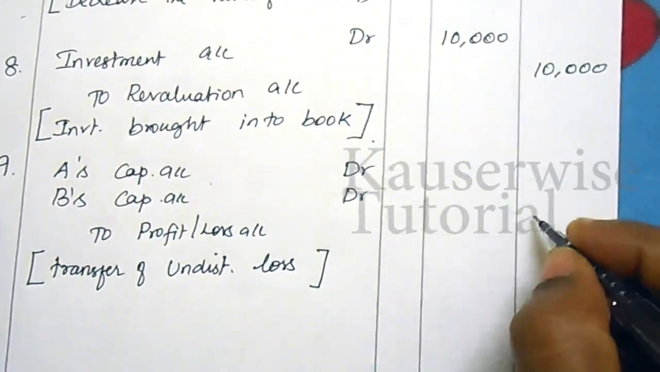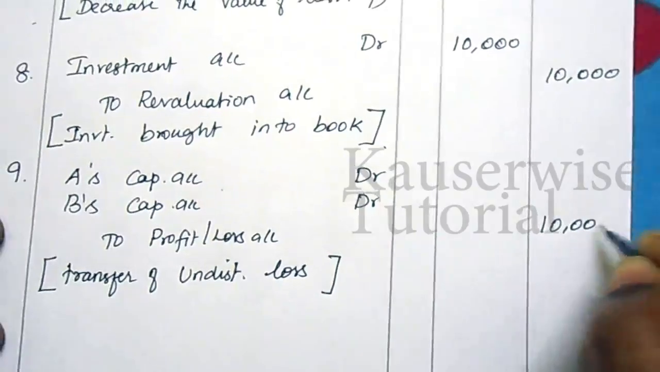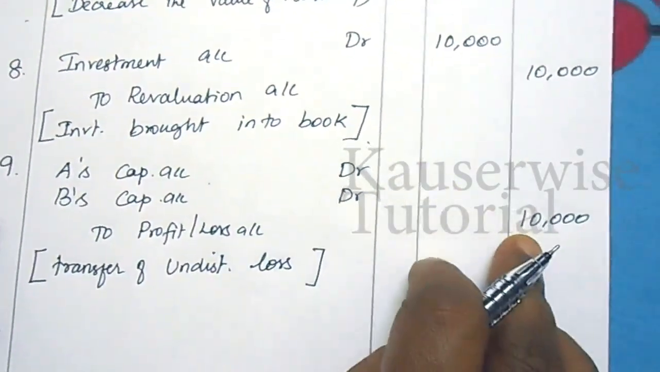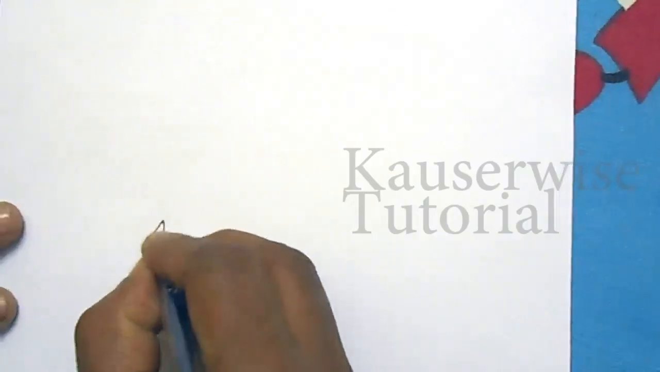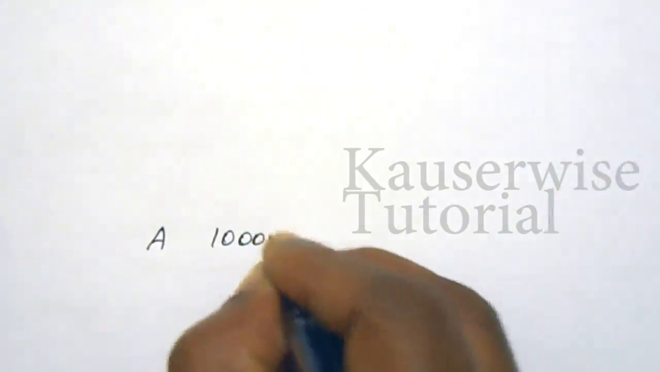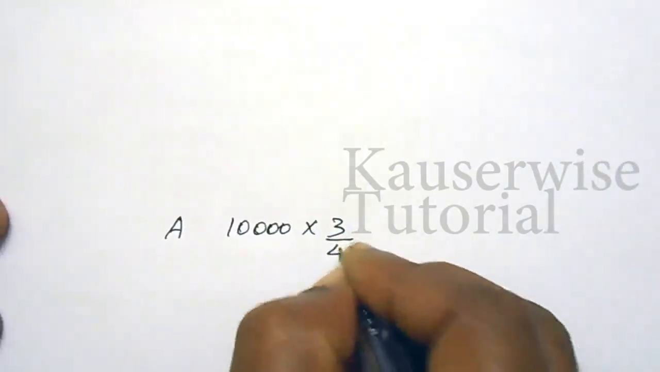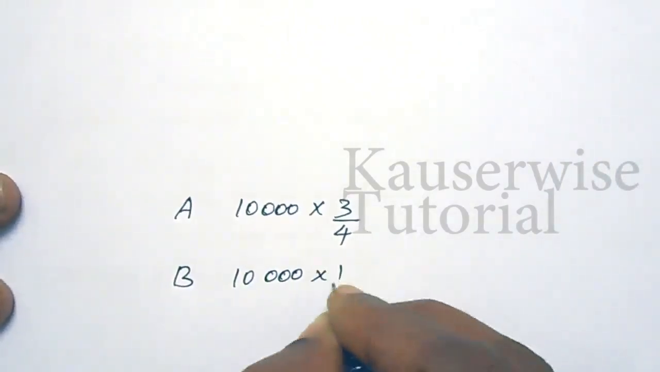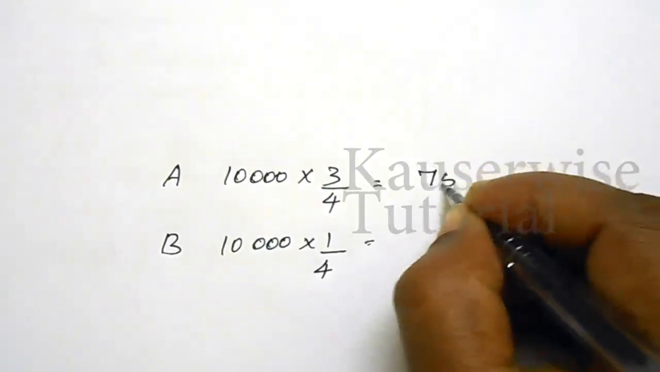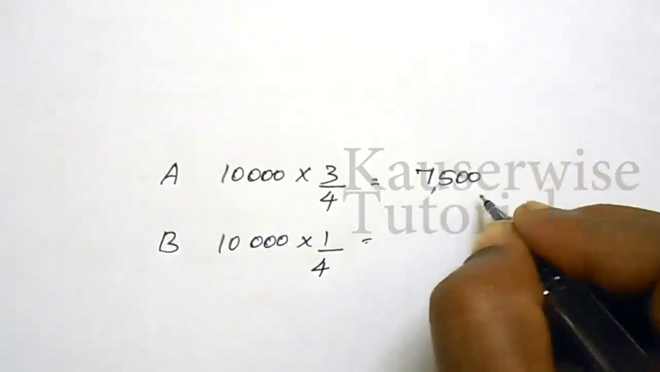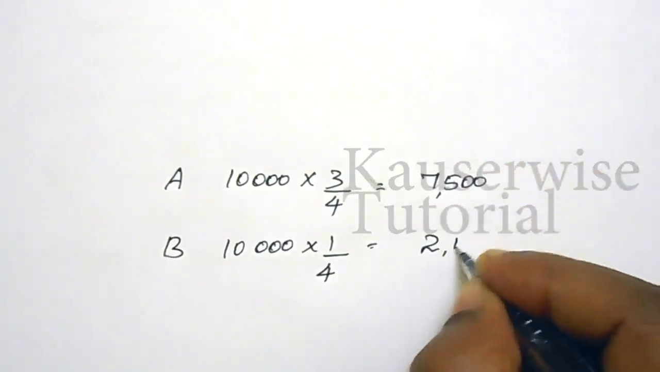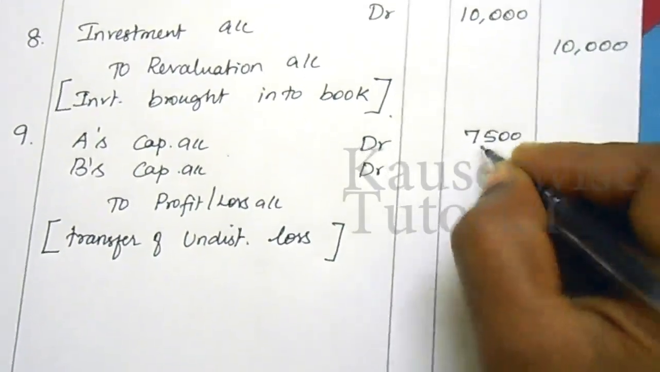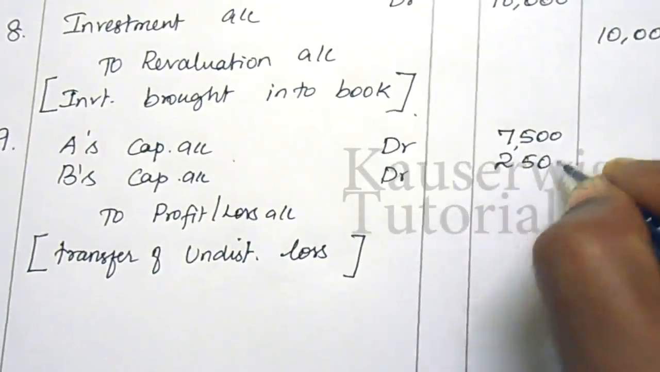How much? 10,000 is there now. So according to the ratio, 10,000 into 3 by 4, 10,000 into 1 by 4. For A, 10,000 into 3 by 4. For B, 10,000 into 1 by 4. For A, 7,500. For B, 2,500.